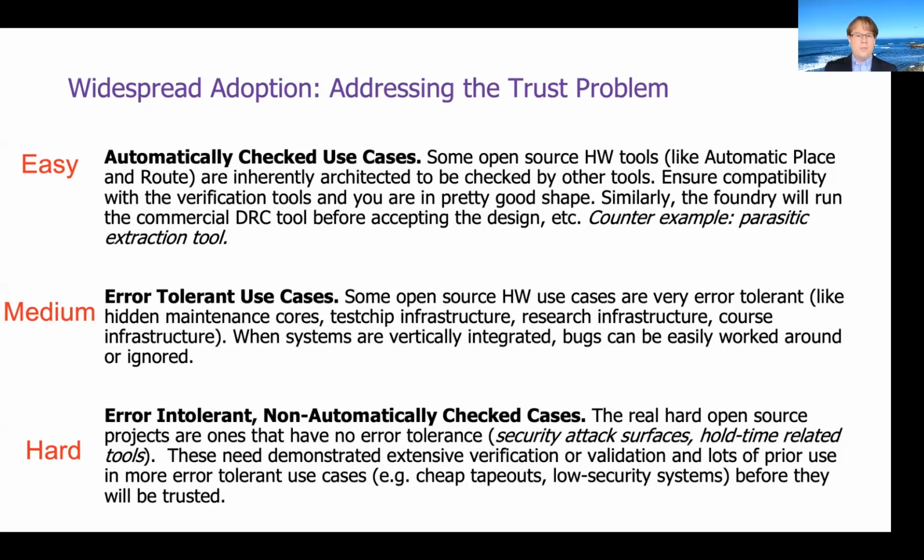And so if you're thinking about road mapping your open source hardware project, it's probably better to focus on the easy and medium cases, unless you are working in verification technology and are confident that you can create rock hard proofs that your work is impenetrable.